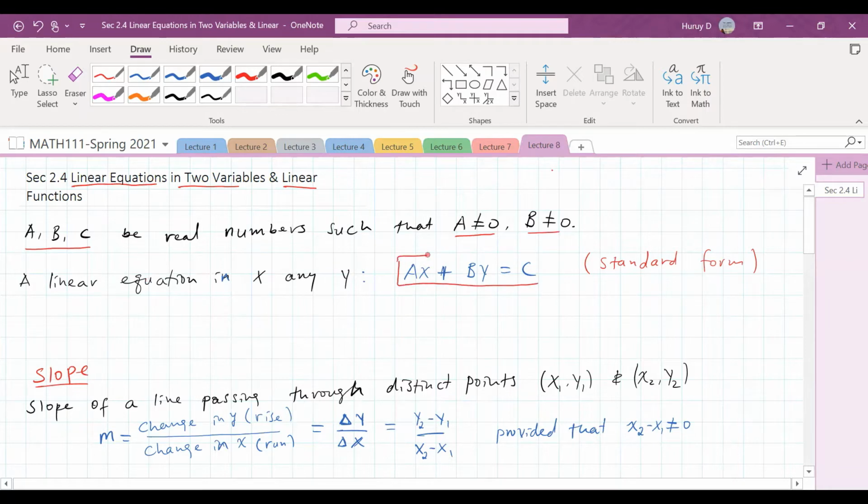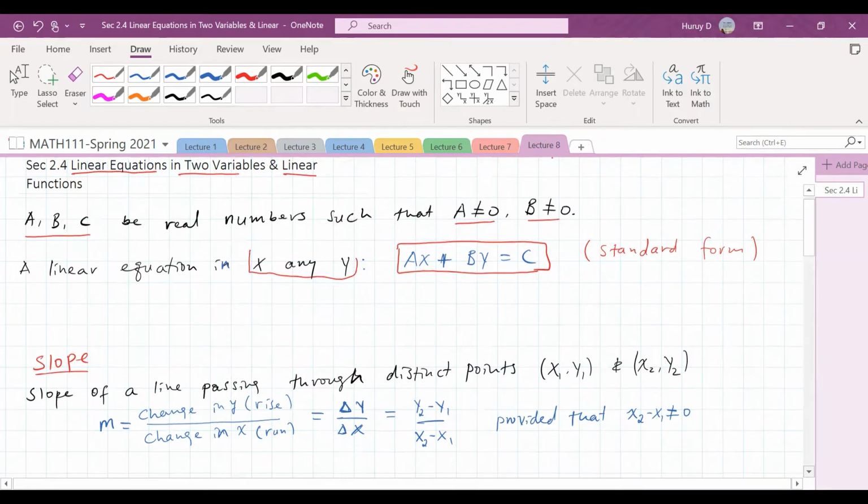This is the general form, the standard form of a linear equation in the variables x and y. Okay, so the standard form of a linear equation is ax plus by equals c. Well, there are different forms, of course, but this is what we call the standard form. c is a constant, so we have the constant on the right side, and we have the coefficient of x, which is a, and the coefficient of y, which is b.